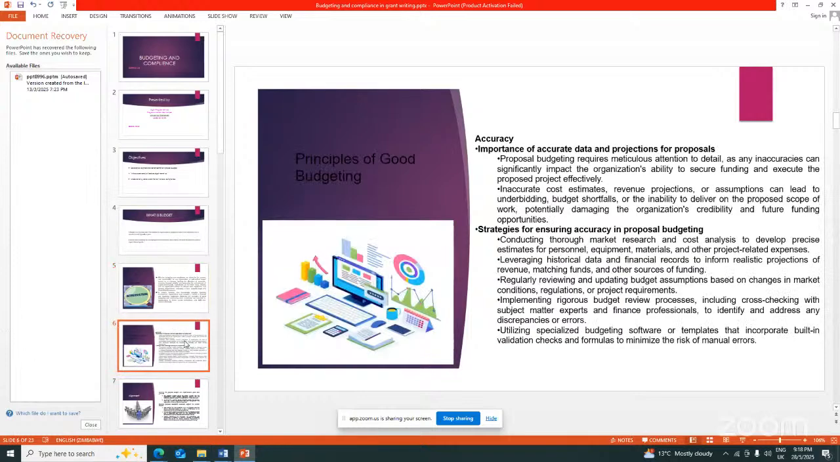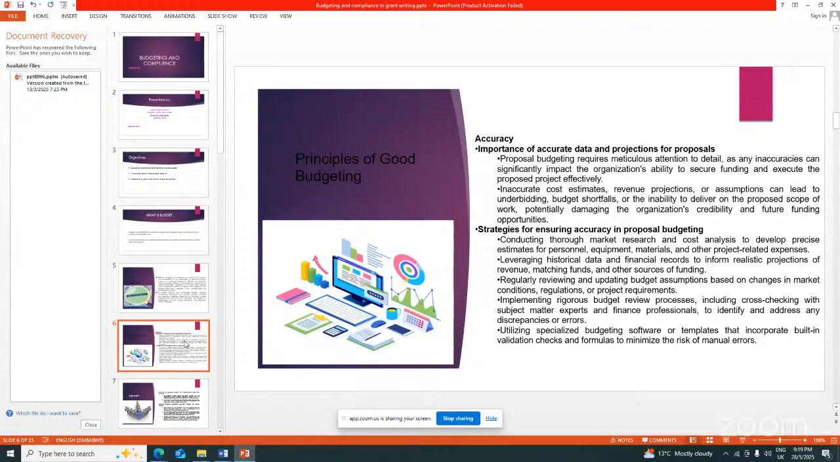Moving on, there are principles of good budgeting. Principles being the rules and laws laid down for budgeting. Number one principle is accuracy. When we are talking about accuracy, we are talking about data accuracy and projections for proposals. When we are budgeting, we need to be very accurate with our figures.